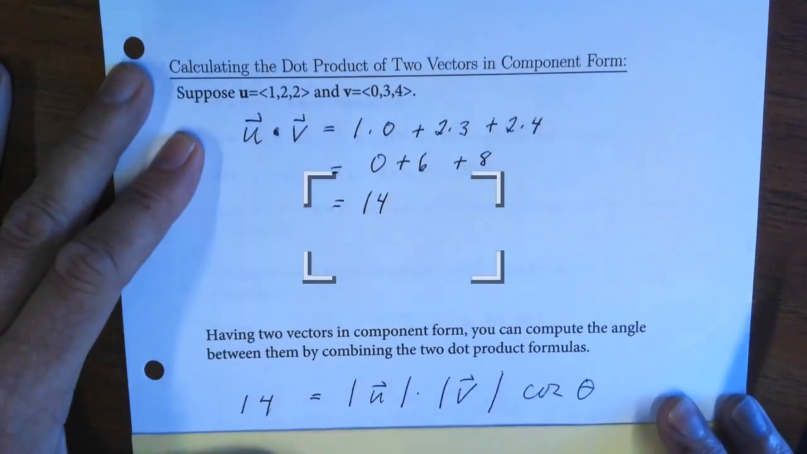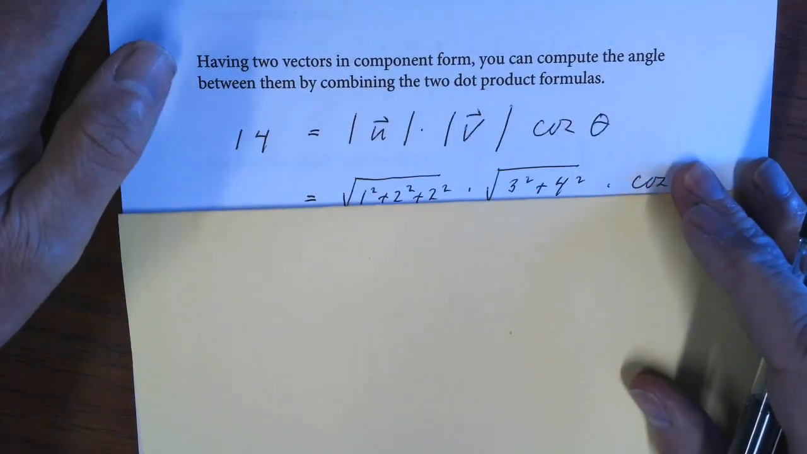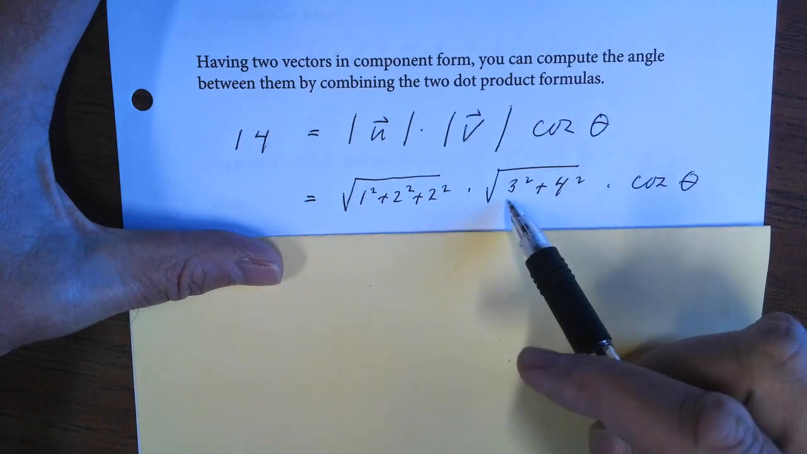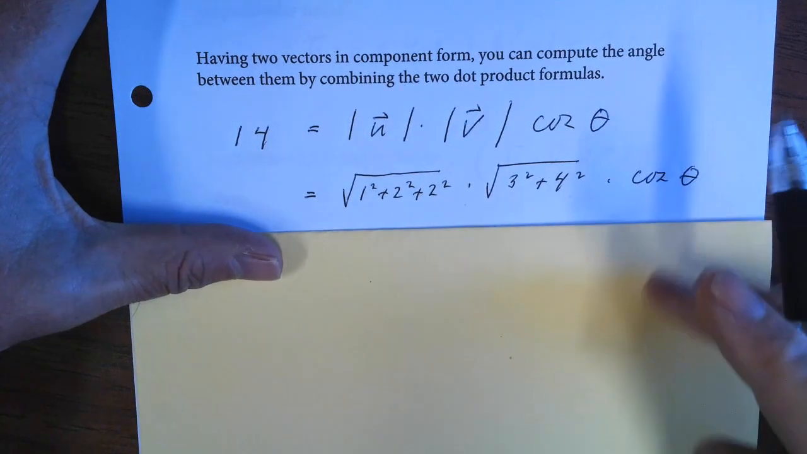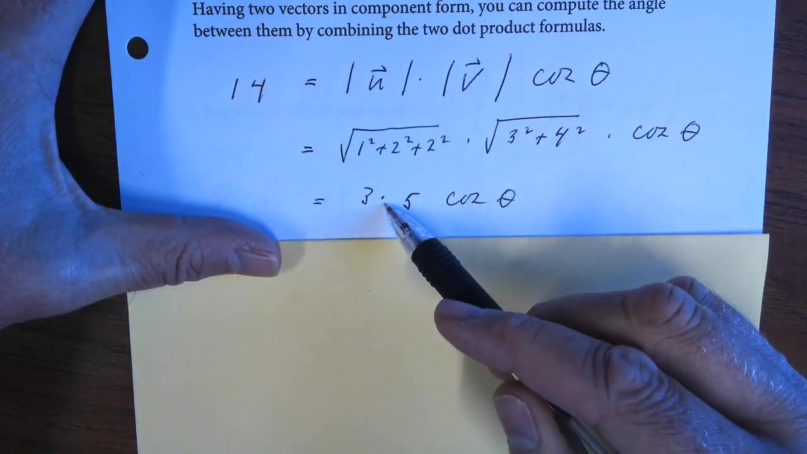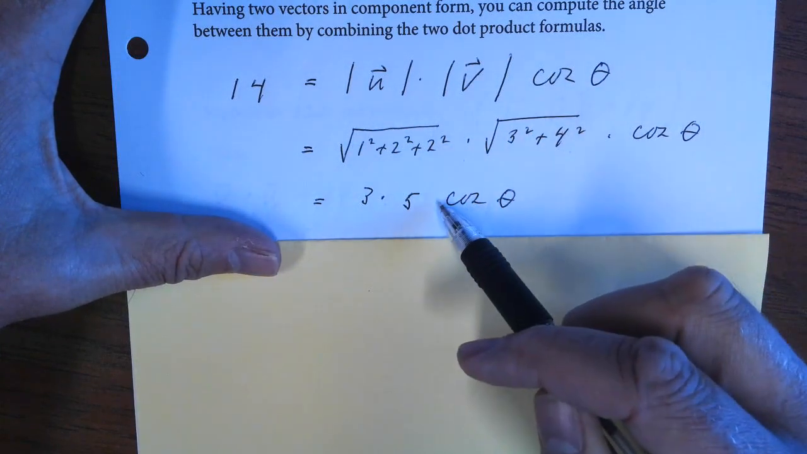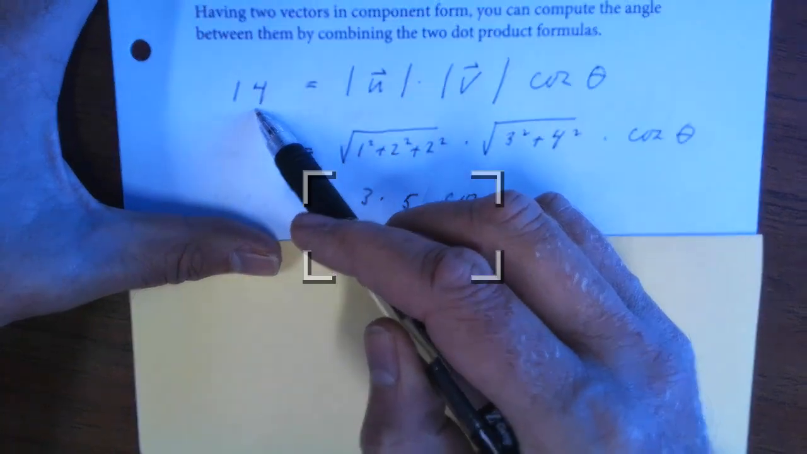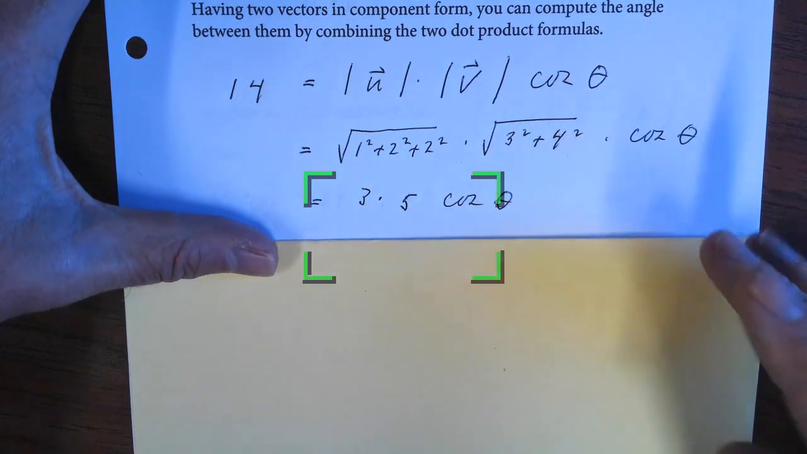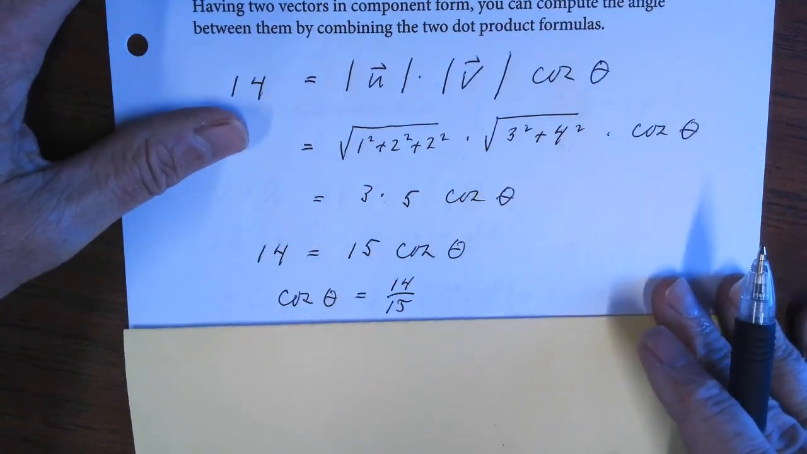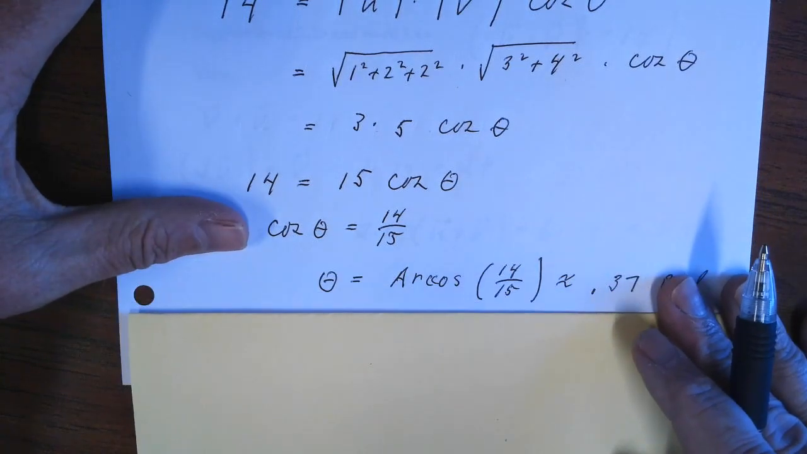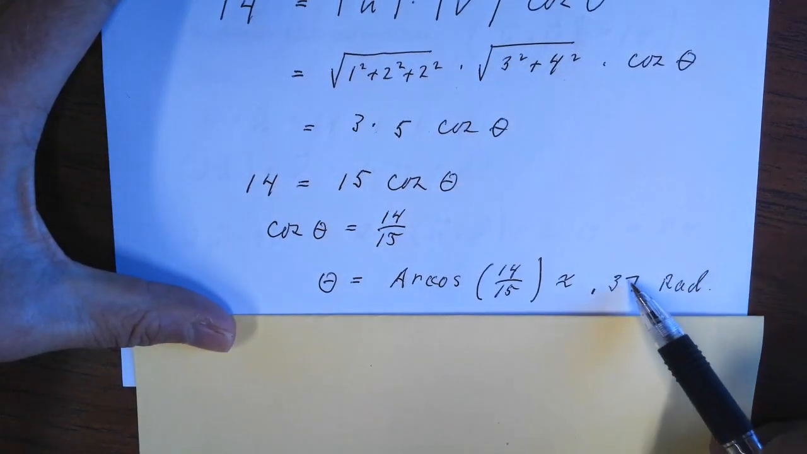Well, if we know what u and v are, we can calculate their lengths. So this is the length of u using the distance formula, the length of v using the distance formula. The length of u is 3, the length of v is 5, so we know that the dot product above, 14, has to equal 3 times 5 times the cosine of theta. If we solve that for cosine of theta, we get 14/15, and the arc cosine of that is about 0.37 radians.